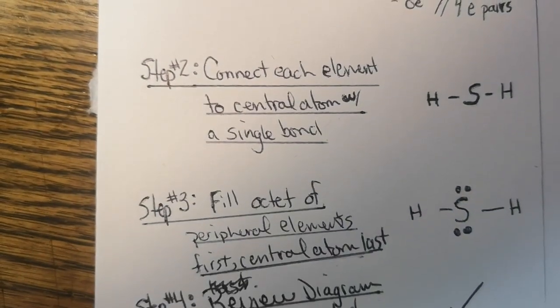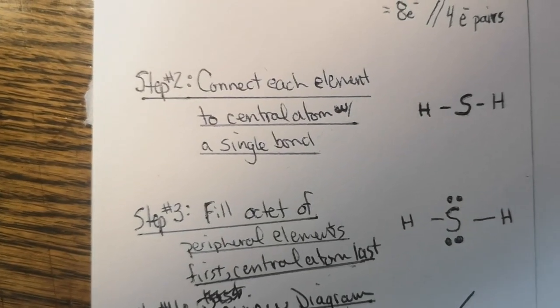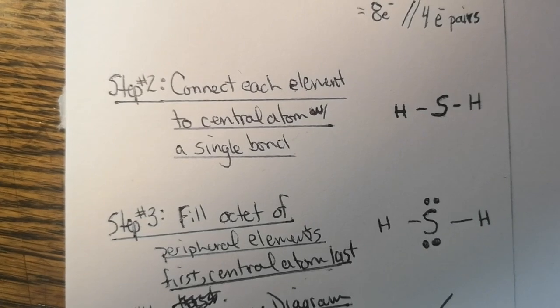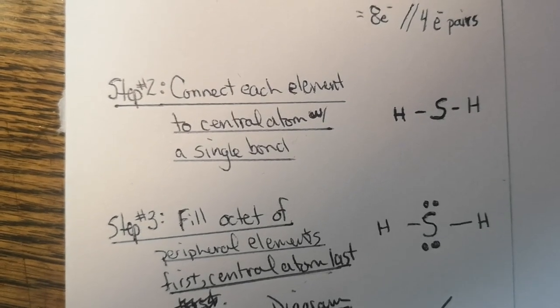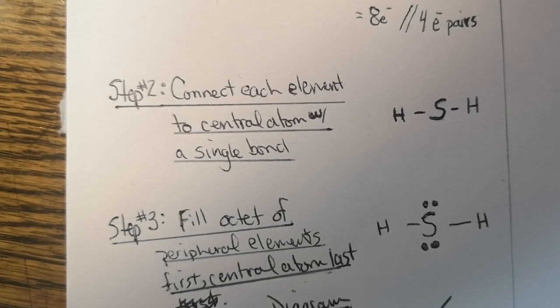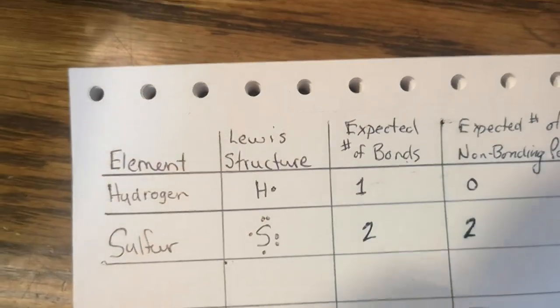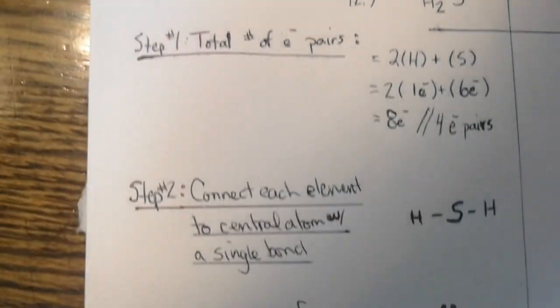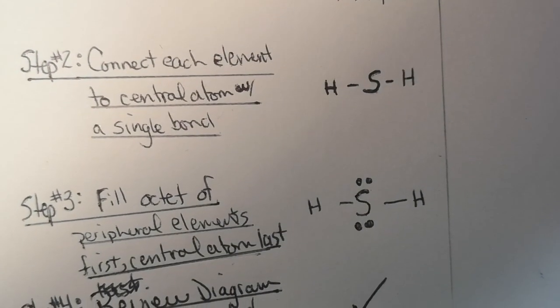Step number 3 is to fill out the octet of the peripheral elements first and the central elements last. So recall that hydrogen can only have 1 pair of electrons, here symbolized by that line or sigma bond. Hydrogen's full. The remaining 2 electron pairs are on the sulfur. Notice how each hydrogen forms 1 bond. That jives with what we expect to see. Sulfur we expect to form 2 bonds and have 2 non-bonding pairs, which we also see.